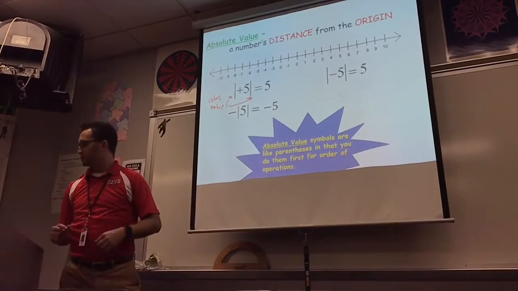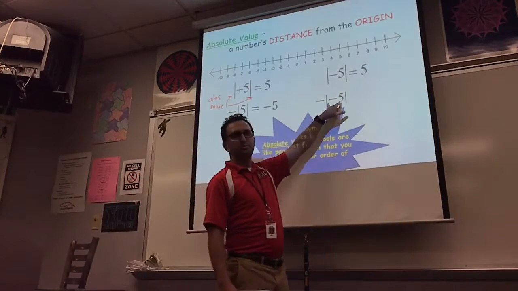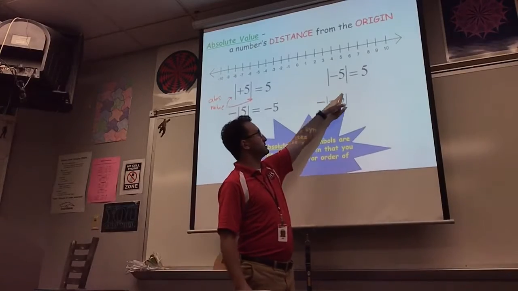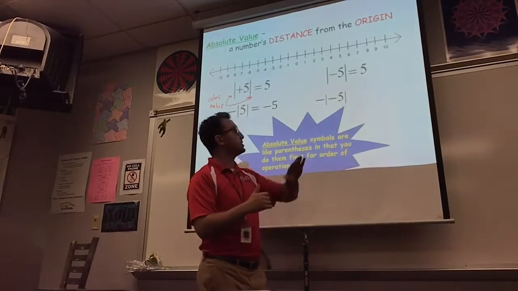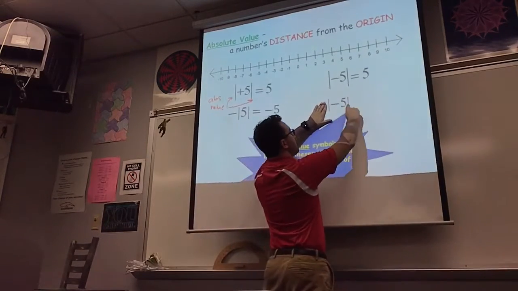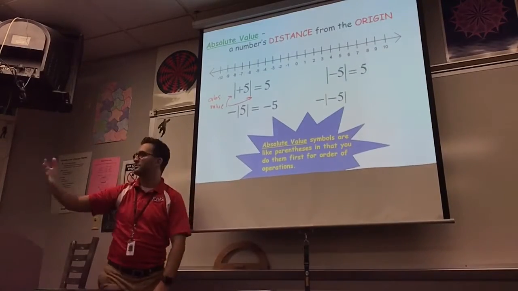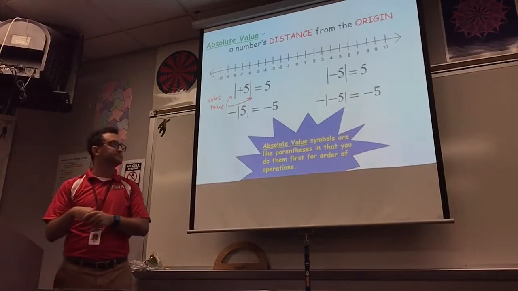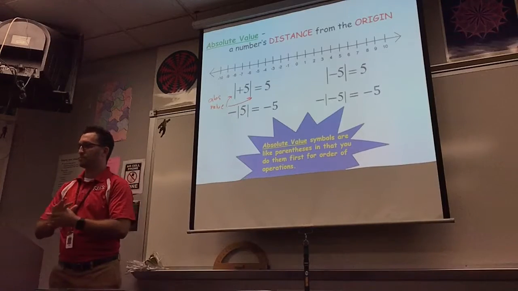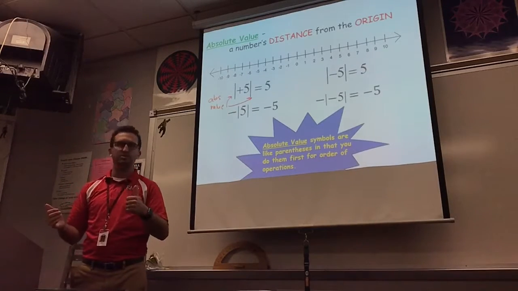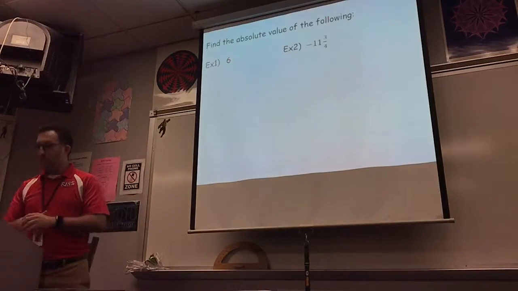Okay. This one's a little tricky too. Which part do we do first, the negative or the absolute value? The absolute value first. What's the absolute value of negative 5? 5. So what's the negative absolute value of negative 5? Negative 5. You see the order that has to happen in? Yes? I need some yeses or some no's. Yes. Okay, cool. So let's do some examples.